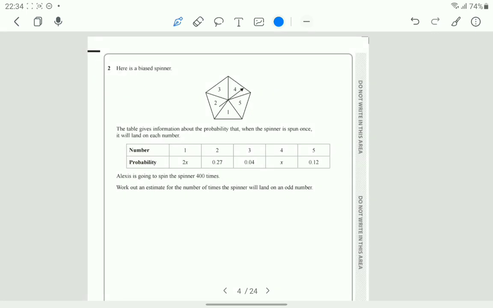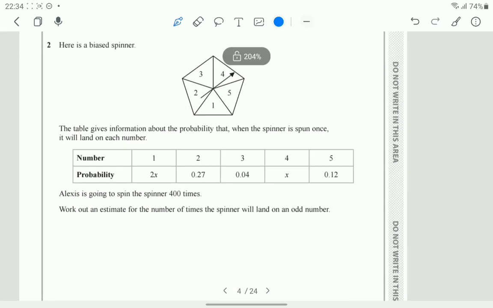Moving on to the second question, let's read it. Here is a biased spinner, which is not a fair spinner. The table gives information about the probability that the spinner lands on each number when spun once. The probability that it lands on 1 is 2x, 2 is 0.27, 3 is 0.04, 4 is x, and 5 is 0.12. Alexis is going to spin the spinner 400 times.